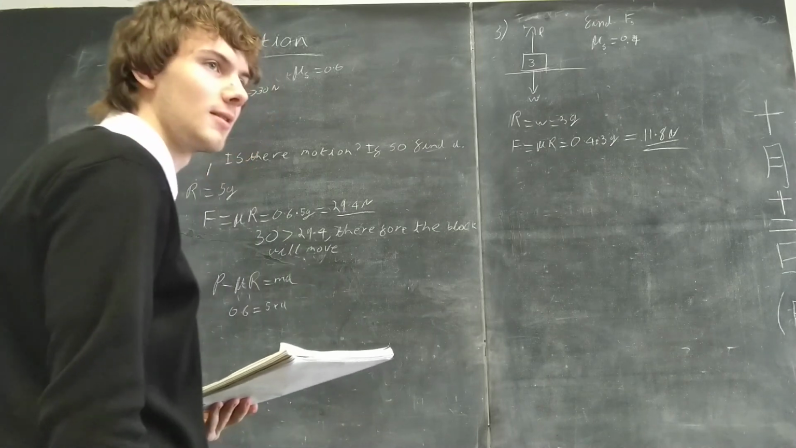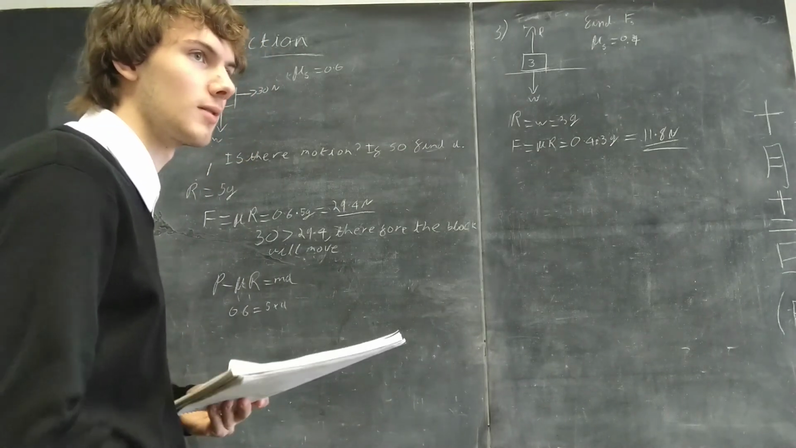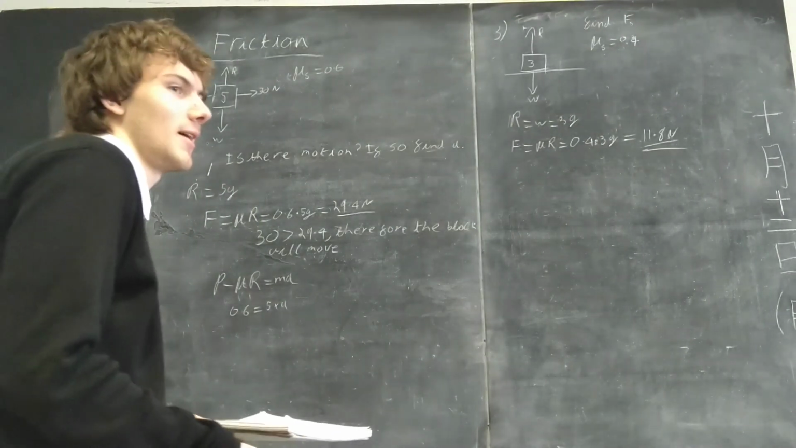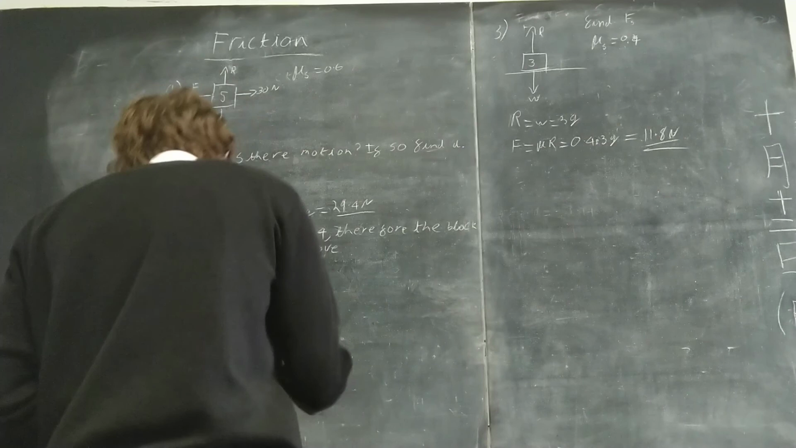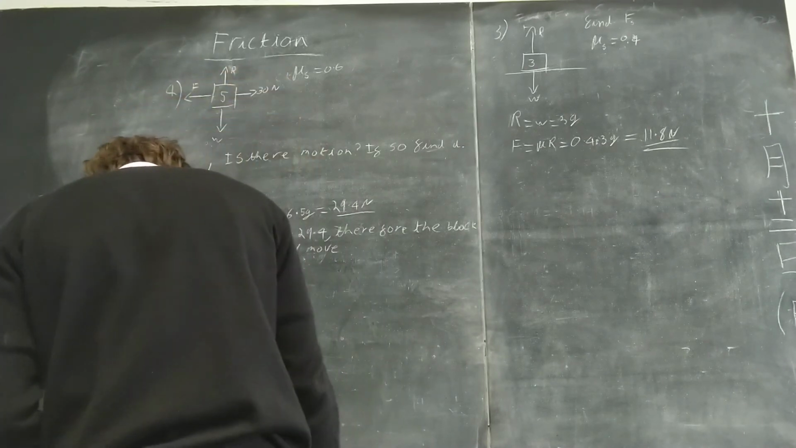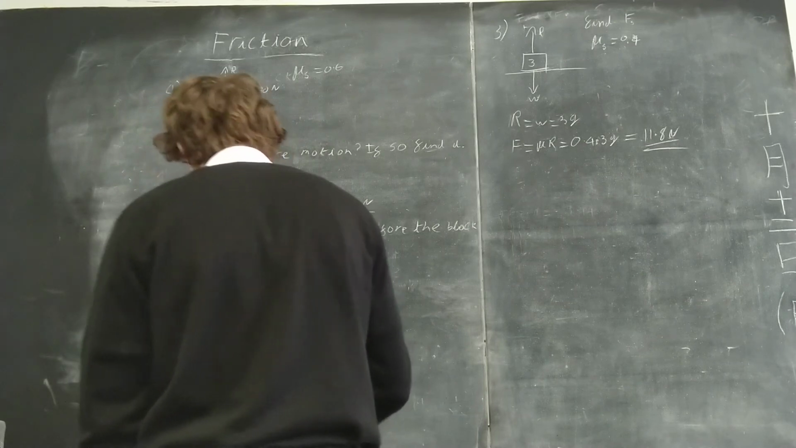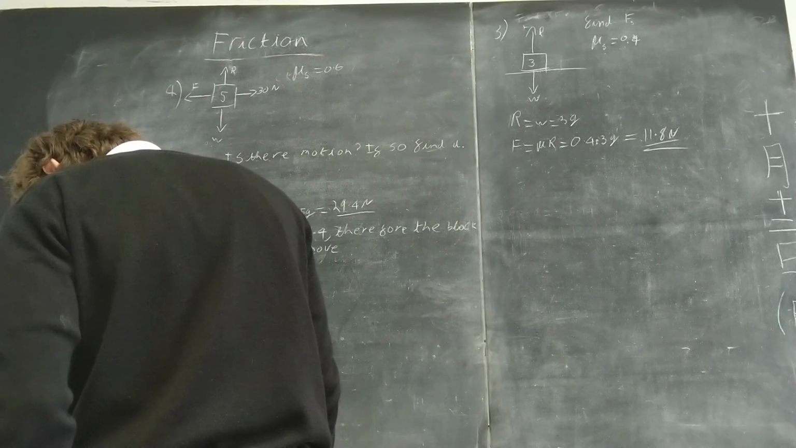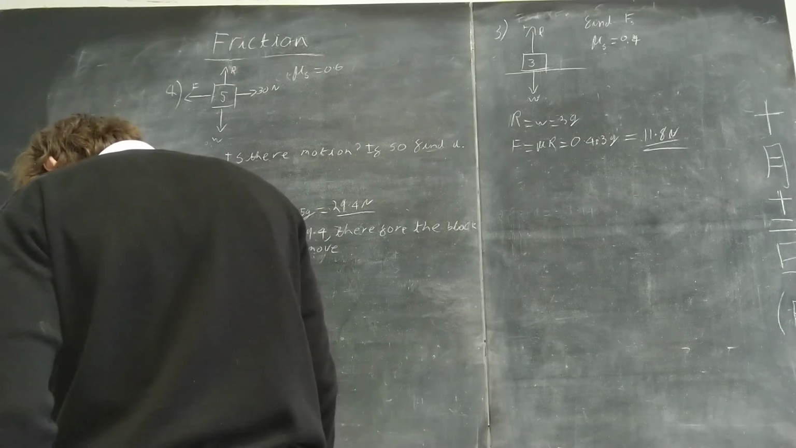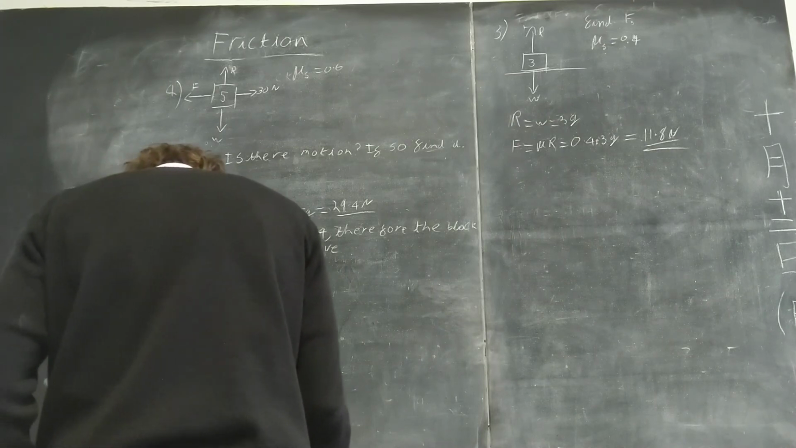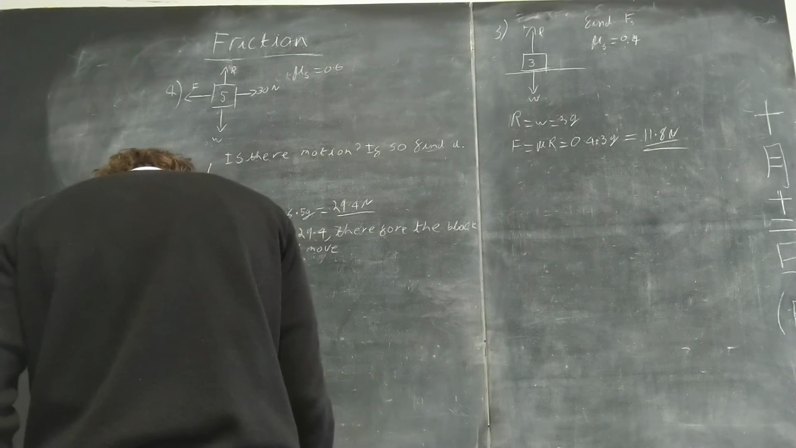So 0.6 is equal to 5 times a. You could put F net there, instead of writing P minus mu R you just write F net, since F net's the unbalanced force. They both work. And then after you've got that, you put in 0.6 over 5, which is 0.12.